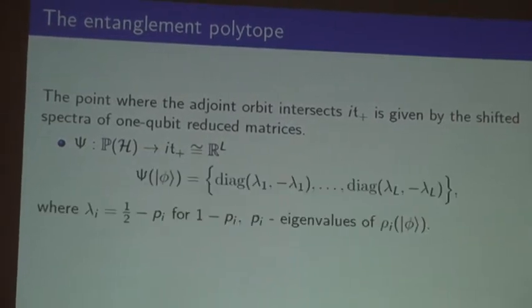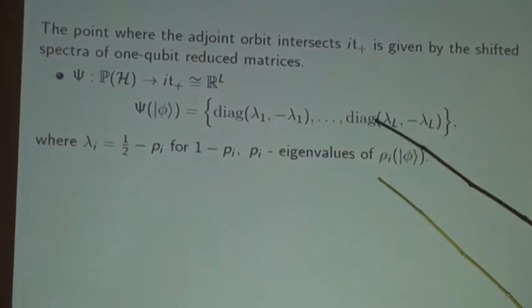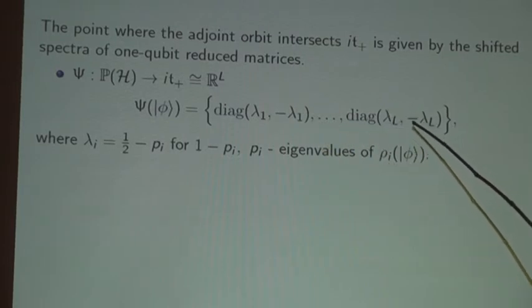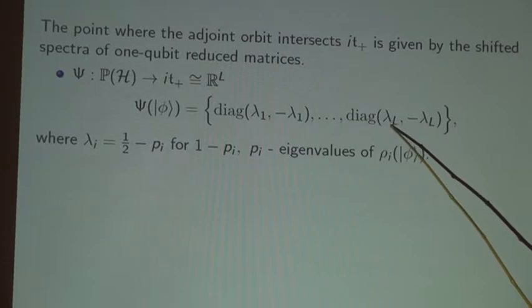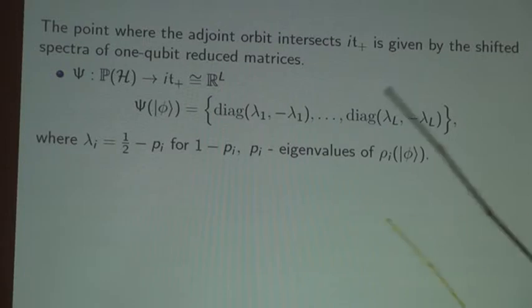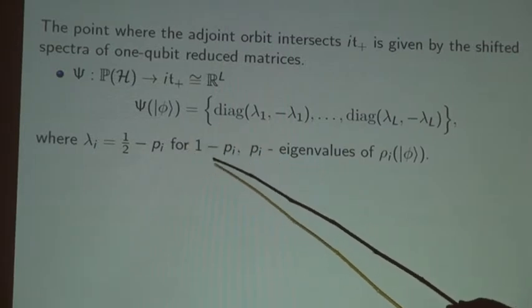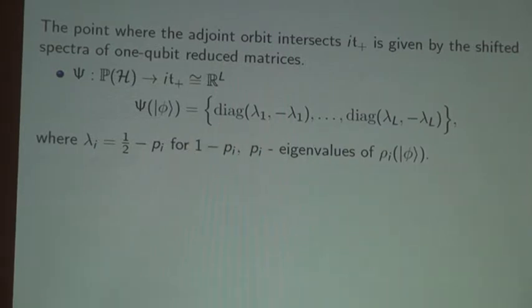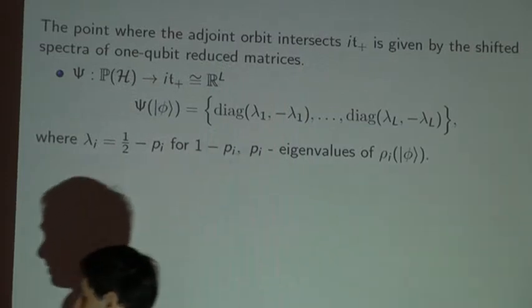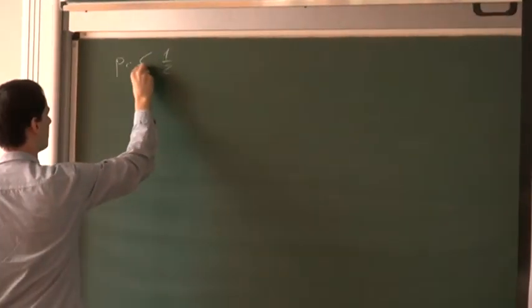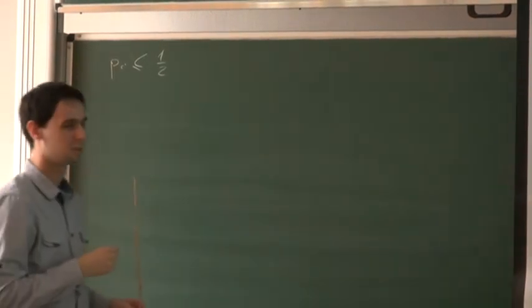So now we can define a map psi that assigns to a state the collection of spectra. And this is what the professor said, that those numbers have just a different sign because we have subtracted one half. So lambda i is one half minus pi, where those are eigenvalues of rho, and we have to add that rho is less or equal than one half, because the spectra had to be altered.